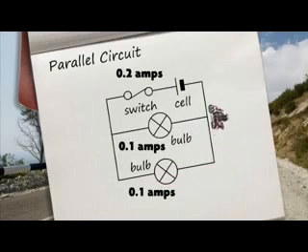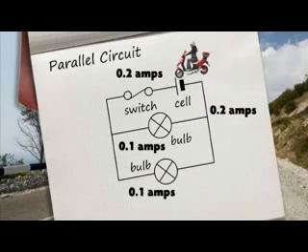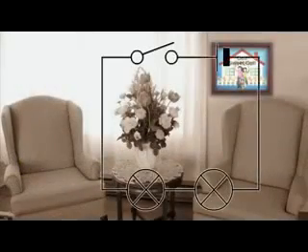These 2 bulbs are identical. So in the parallel part of this circuit, the current is split in half, and each bulb gets just 0.1 amps.